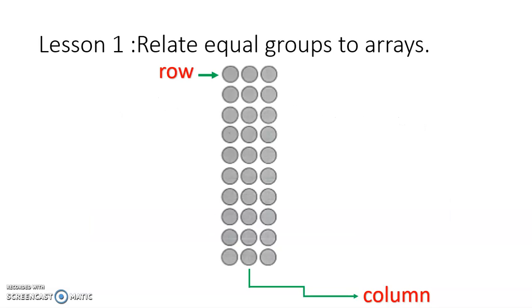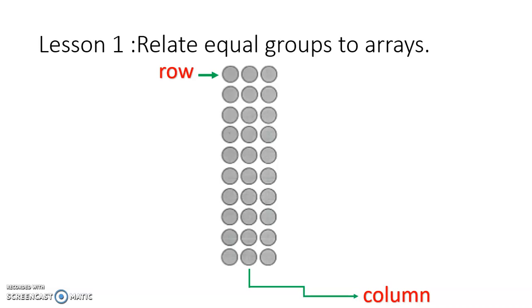Lesson 1, relate equal groups to arrays. So I've given you a picture with some circles, and I've labeled it to show you what we call a row and what we call a column. These are important, you're going to see them pop up if I ask you how many rows or how many columns. If you look where it says row, a row is going to go side to side. So there are, count with me, how many rows? 1, 2, 3, 4, 5, 6, 7, 8, 9, 10.